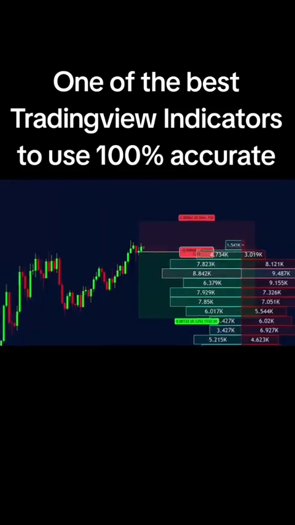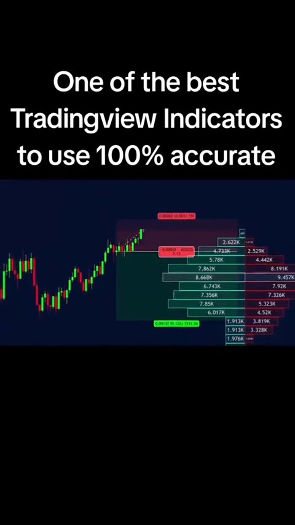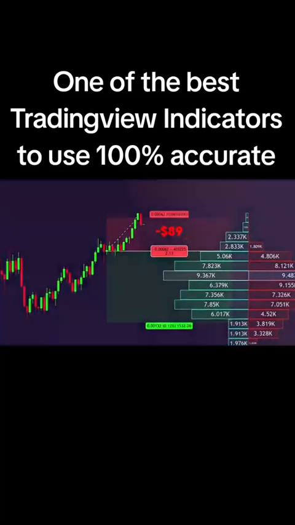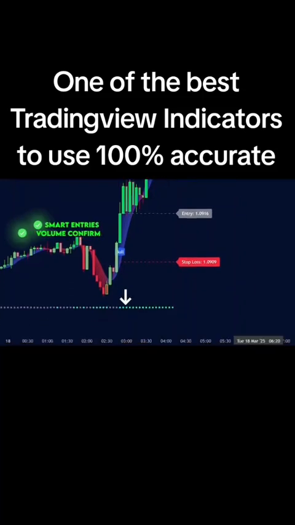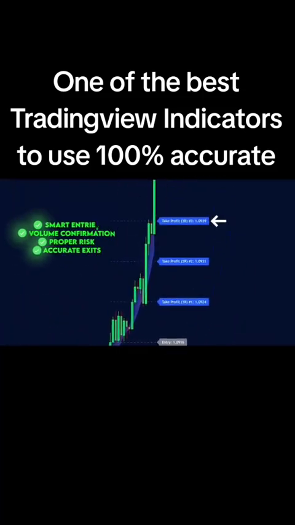But here's the truth. Trading like this without a complete system is the fastest way to blow your account, because it's not just about one indicator. You need everything. Smart entries, volume confirmation, proper risk, accurate exits, all working together.